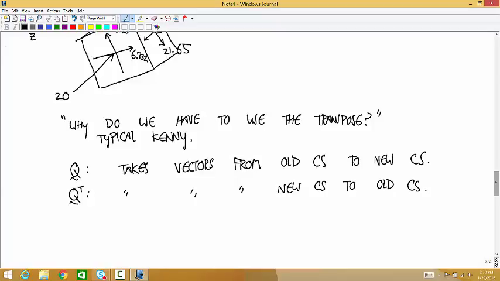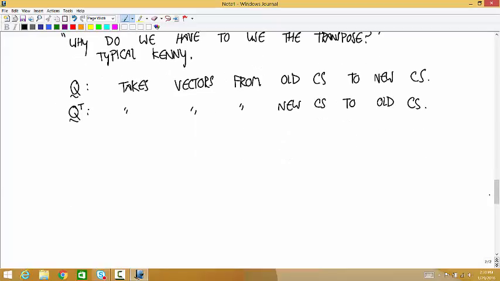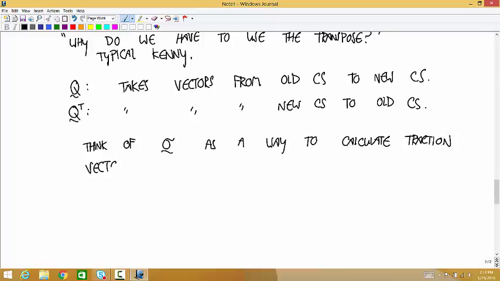Okay, so think of the stress tensor as a way to calculate traction vectors. So remember, the traction vector is equal to the stress tensor times the outward facing normal. Okay.